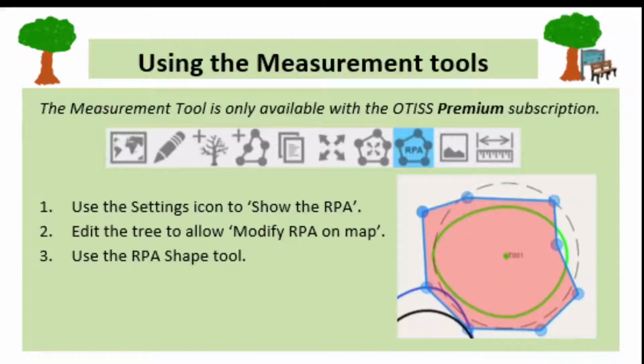The next thing we can do with the measurement tools is to change the RPA for each tree. First of all, we have to use the settings icon to show the RPA on the map. Then we have to edit a tree and tick the box to allow the RPA to be modified. And finally we can use the RPA shape tool to change and adjust the RPA.